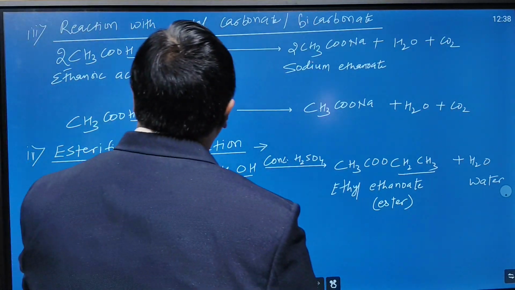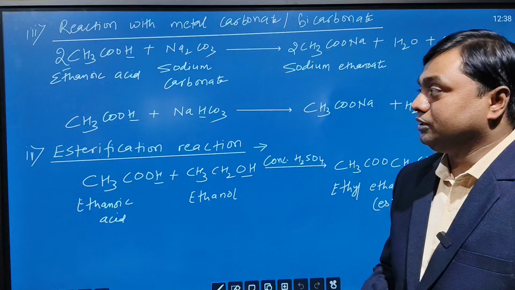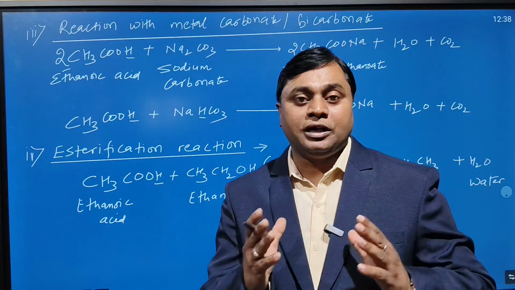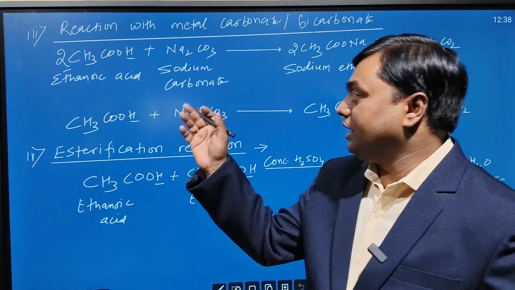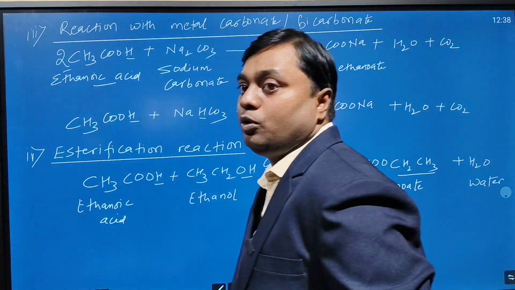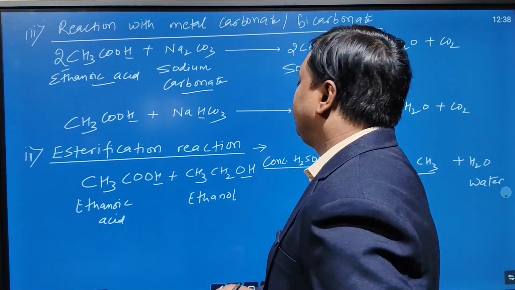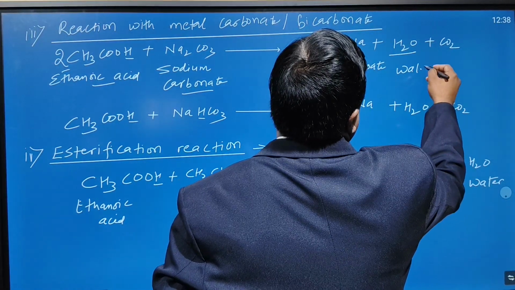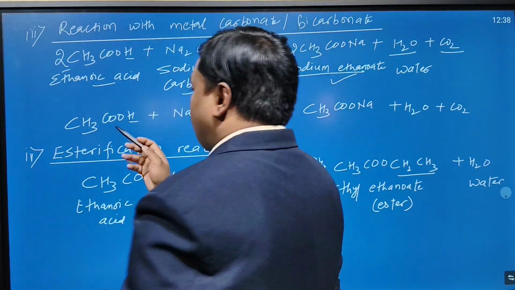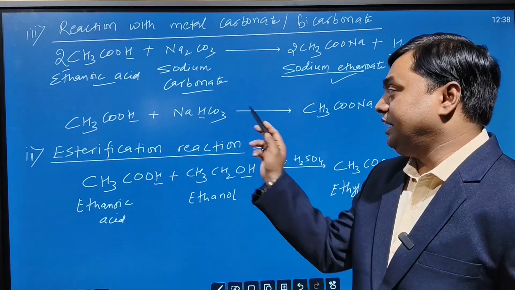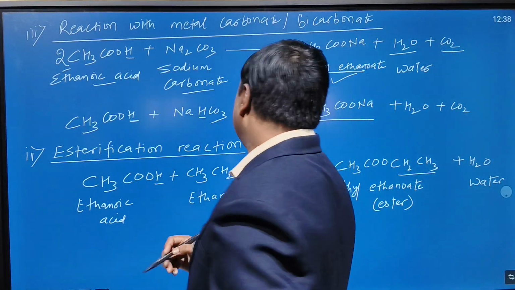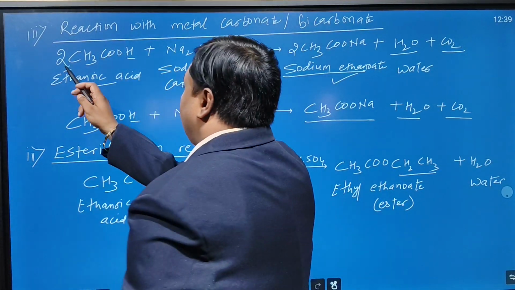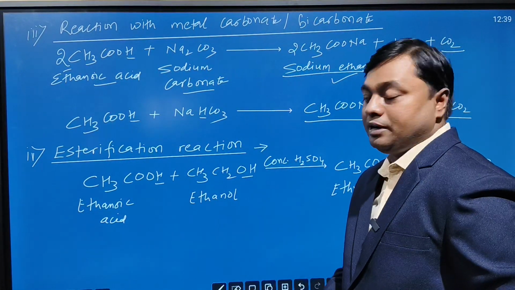Next, reaction with metal carbonates or bicarbonates. Generally, we know that acid reacts with metal carbonates or bicarbonates to give salt plus carbon dioxide plus water. Similarly, ethanoic acid CH3COOH reacts with sodium carbonate Na2CO3. It gives you CH3COONa, that is sodium ethanoate, plus H2O, which is water, and carbon dioxide CO2. Whenever ethanoic acid reacts with sodium bicarbonate, that is NaHCO3, it forms sodium ethanoate salt plus water plus carbon dioxide. Products are the same, only the balancing differs. Here 2 moles are there, and there only 1 mole will react.